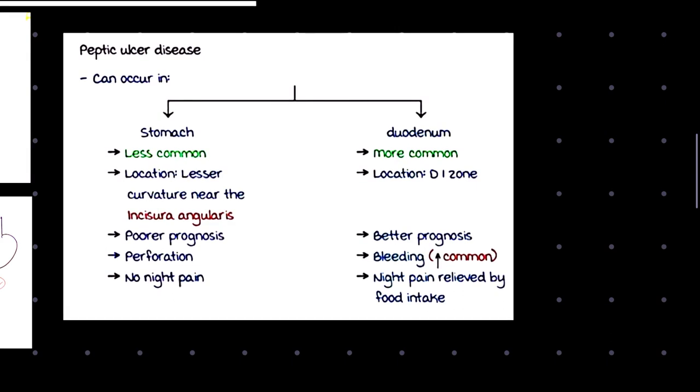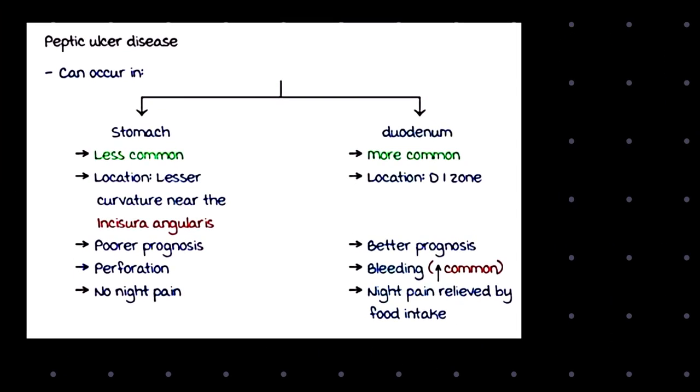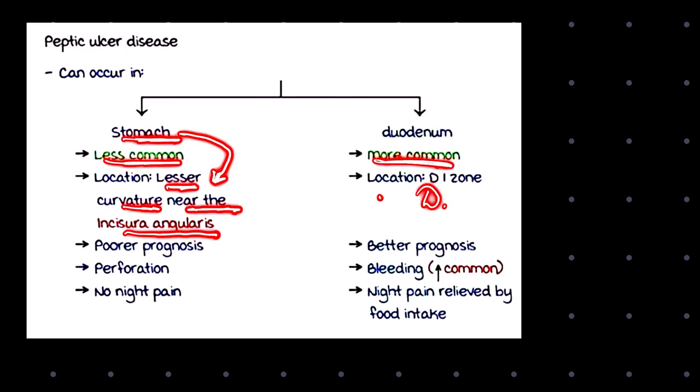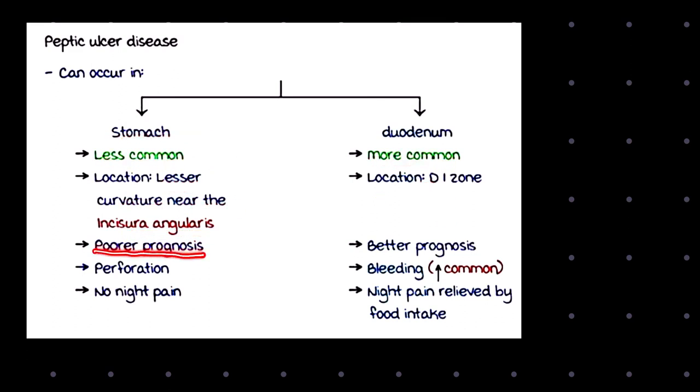Now, we are talking about different types of peptic ulcer: gastric peptic ulcer and duodenal peptic ulcer. Gastric ulcer is less common than duodenal. In the stomach, the ulcer mainly takes place in the antrum region near the lesser curvature, particularly near the incisura angularis, and in duodenal ulcer, it is mainly present in the D1 region. The stomach ulcer has a poor prognosis, and its complication mainly involves perforation. We will explain it later on.